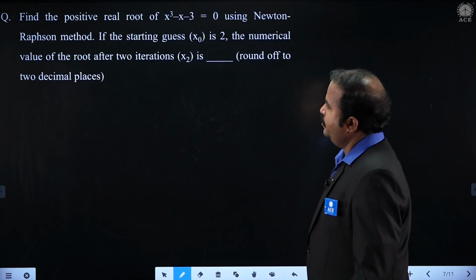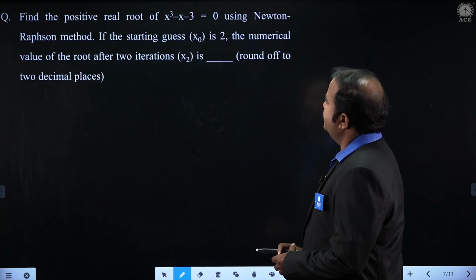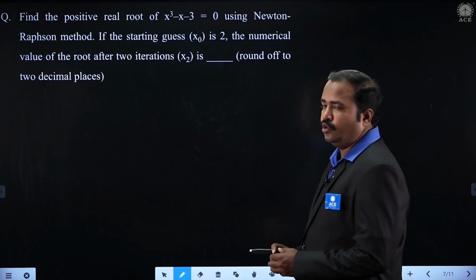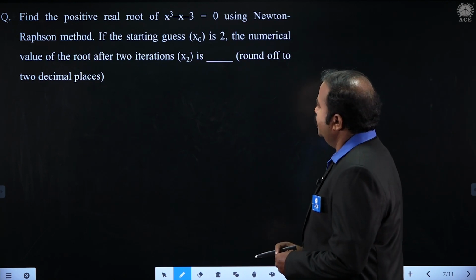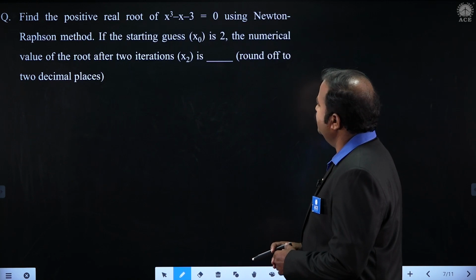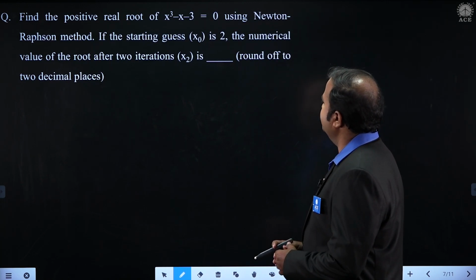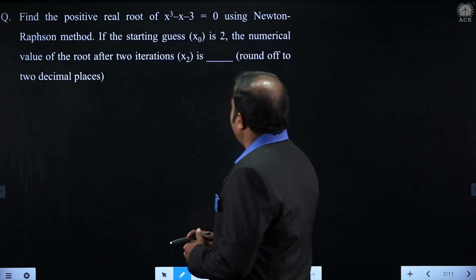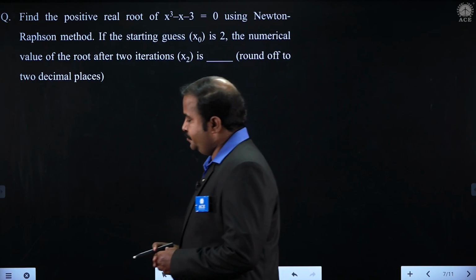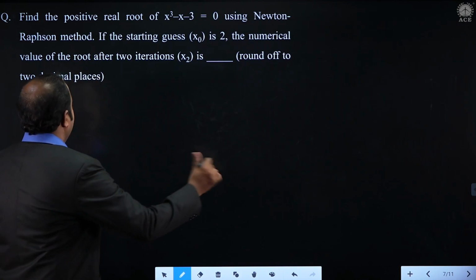Look at the question. Find the positive real root of x cube minus x minus 3 equal 0 using the Newton-Raphson method. If the starting guess x naught is 2, the numerical value of the root after 2 iterations is? Round off to 2 decimal places, means after the decimal point 2 digits are required.